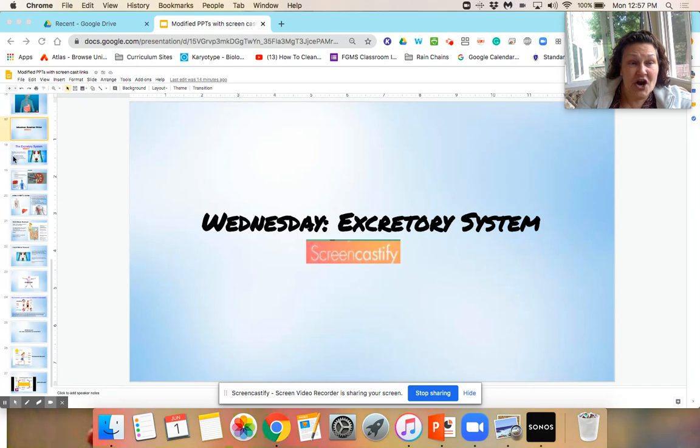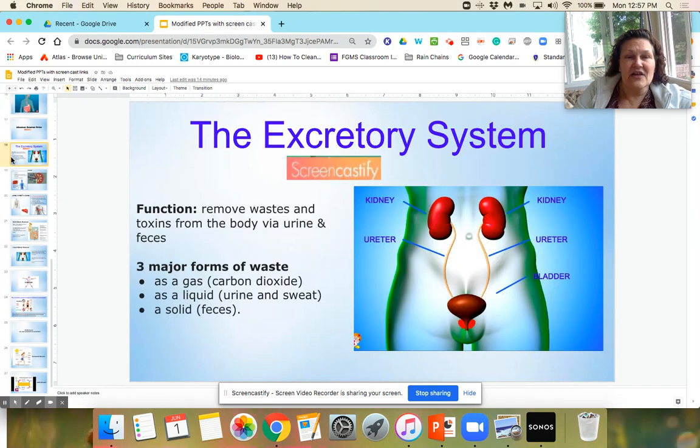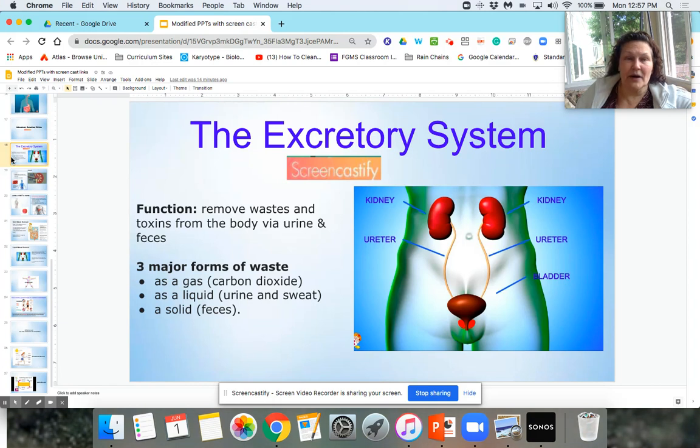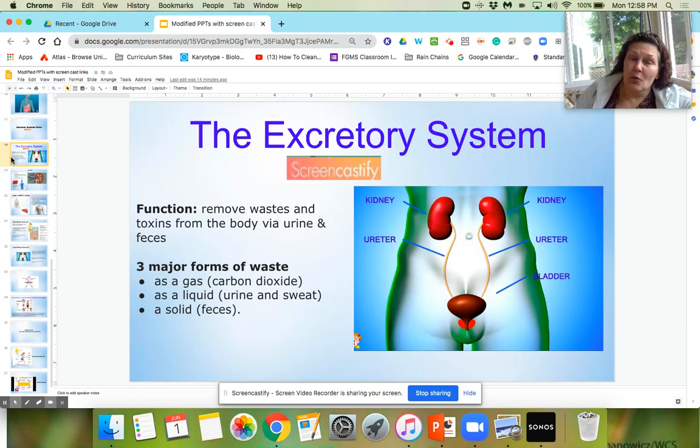And we're going to start by making sure that you understand that the purpose of the excretory system, its function, is to remove waste and toxins from your body. And those wastes and toxins can leave your body via your urine, or your pee, or via your feces, which is your poop. So you're pooping and you're peeing. The reason why you poop and pee is because you're trying to get the excess stuff out of your body.